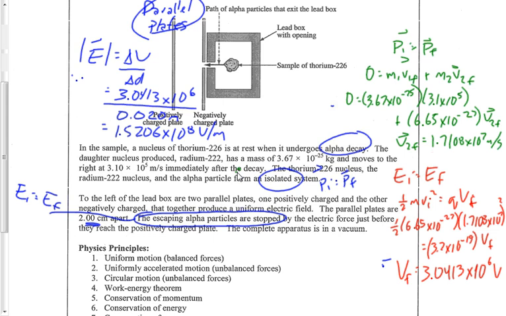We want to find the electric force on the alpha particle. It's Q times the electric field. It's 3.2 times 10 to the minus 19 times the electric field that we just got, 1.52, and so on. Gives me a value of 4.9 times 10 to the minus 11.